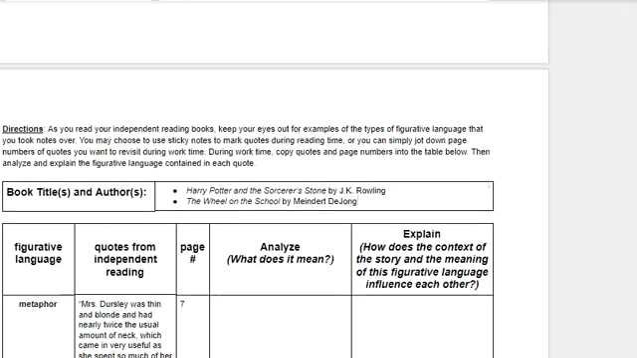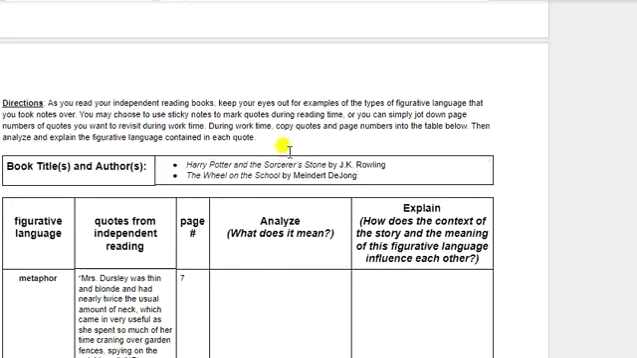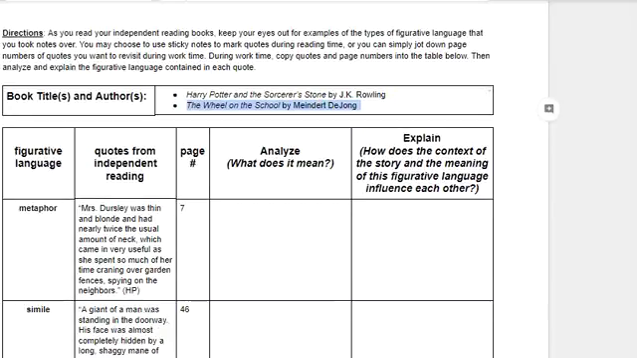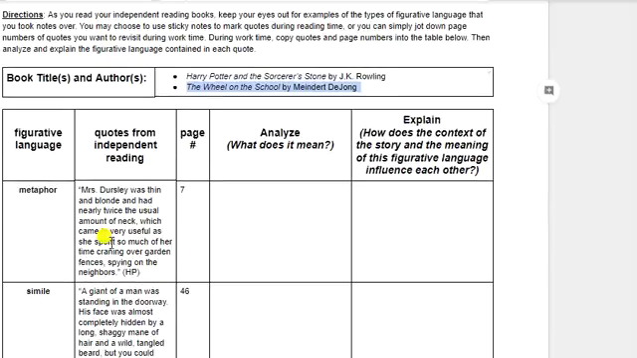Now, I was kind of in that situation where I was near the end of one book. I was reading Harry Potter and the Sorcerer's Stone, which I highly recommend. I had already read it. I was rereading it with my daughter. And so I got some out of that book by J.K. Rowling. And then I started The Wheel and the School by Meindert de Jong, I think is how you say it. He's Dutch, I believe. Anyway, I got some out of that book as well. And so I'll show you how I kind of specified.